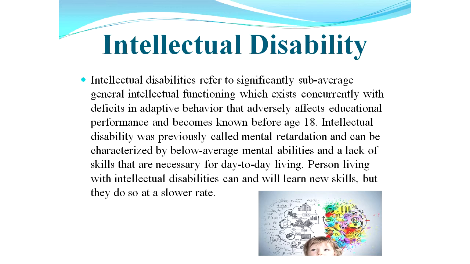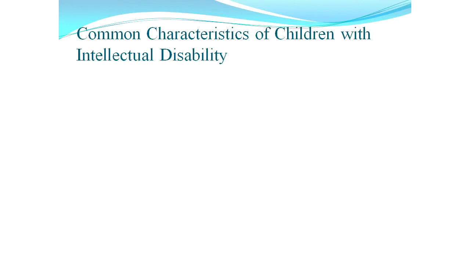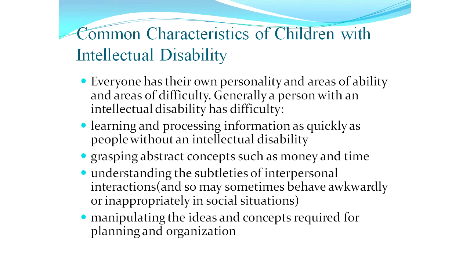Persons with intellectual disability can and will learn new skills, but they will do so at a slower rate. Common characteristics of children with intellectual disabilities are: everyone has their own personality and areas of ability and areas of difficulty. Generally, a person with an intellectual disability has difficulty: 1. Learning and processing information as quickly as people without intellectual disability. 2. They have problems grasping abstract concepts such as money and time.